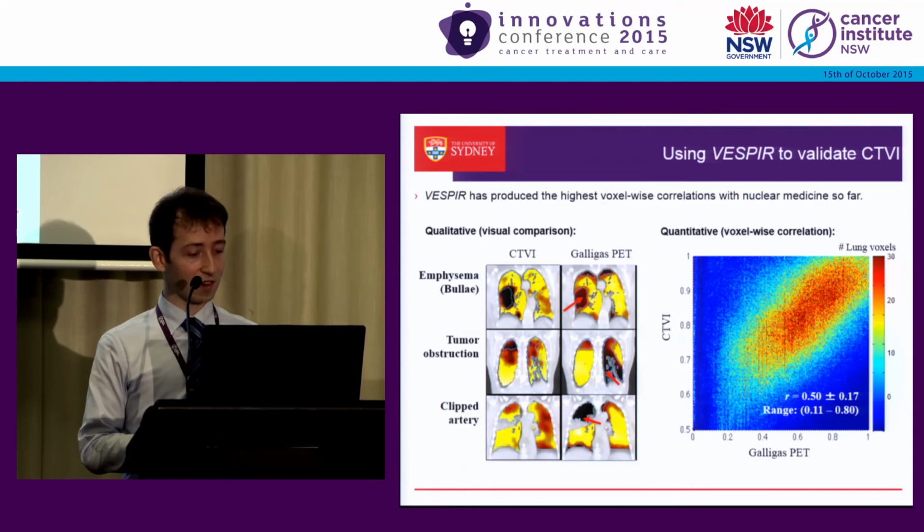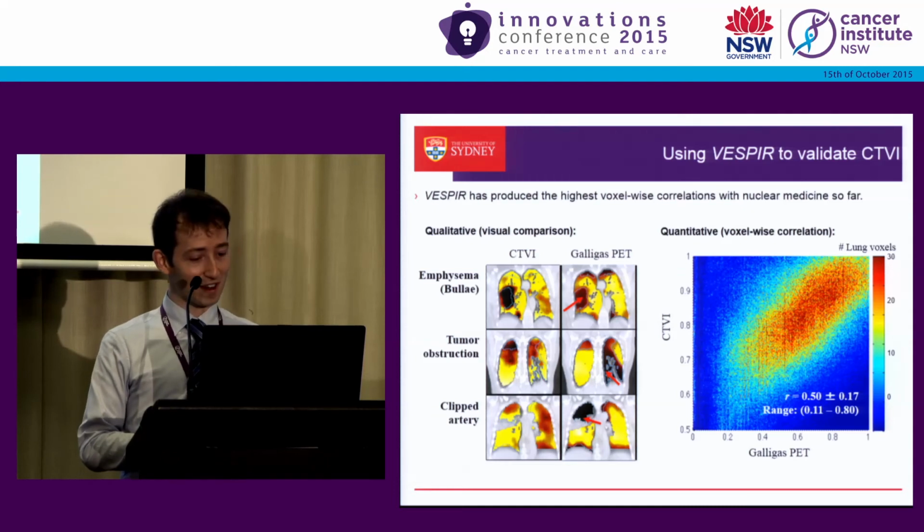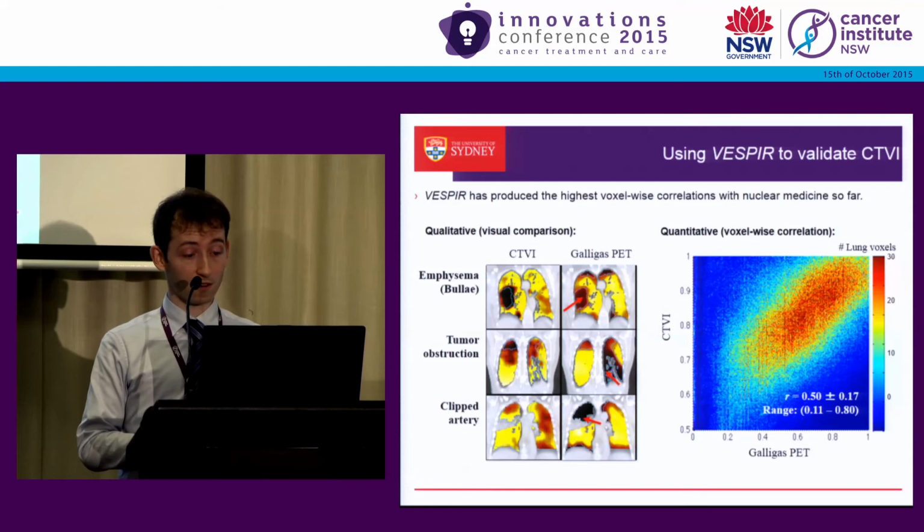In this figure, you can see what looks like a clustering of points around a diagonal line. If it was a perfect correlation, it would be a straight line. Things are never quite perfect in the clinic, but we're seeing positive correlations, which is really exciting for this technology.